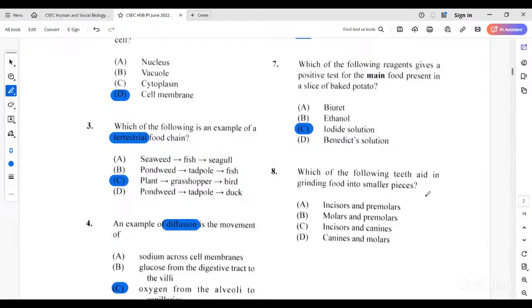Which of the following teeth aid in the grinding of food into smaller pieces? Ooh, this is my favorite question. No one knows how much I like this question. I always look forward to seeing this question come in human and social biology. It's really a nice question. All right. Molars and premolars. We know grinding food into smaller pieces is chewing. You want to chew, mastication. You want to grind that food up to make it into a bolus to be able to swallow it.